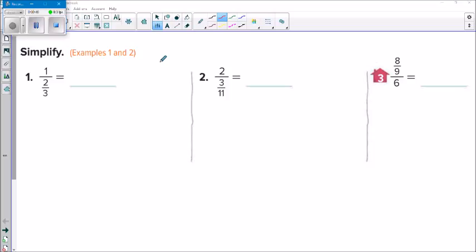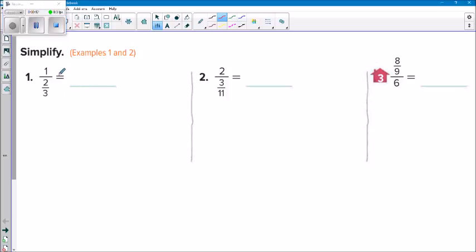So if you look at the first problem, we're looking at complex fractions. Remember, a complex fraction is just a division problem. The bigger bar tells you what to divide. So when you look at problem 1, it's asking you to divide 1 by 2/3.